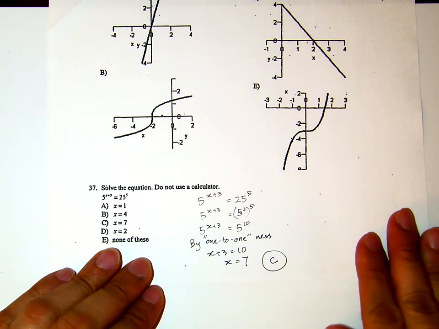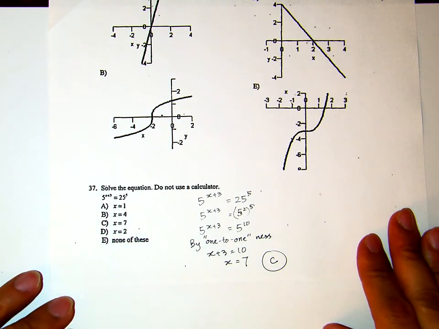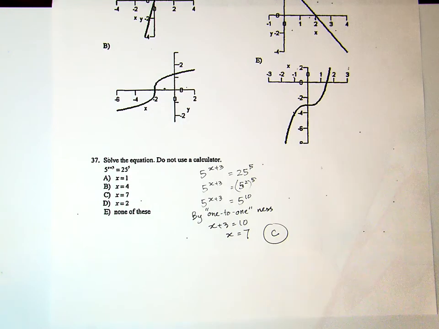Now this is for Fall 2008 Math 125 Department Final, number 36 and number 37. This is number 36. This is number 37.